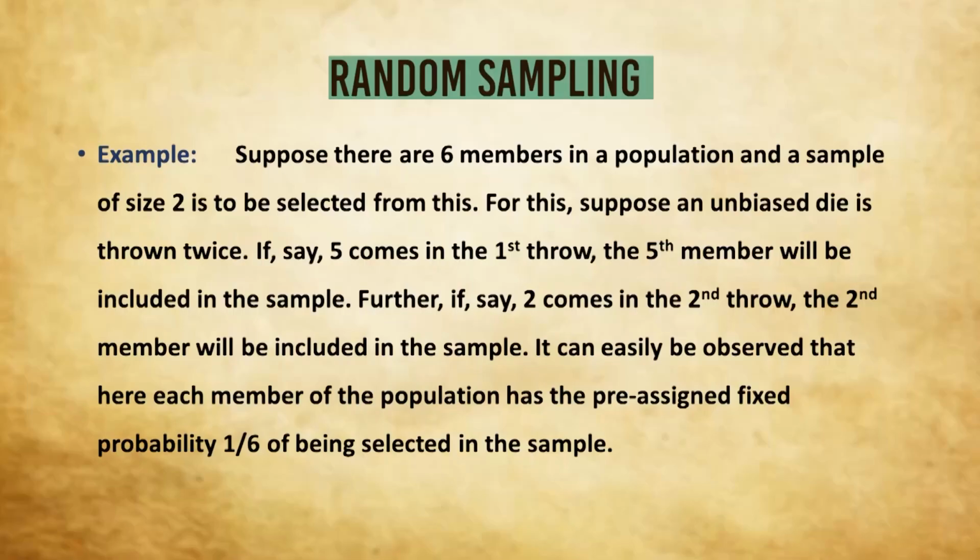When I get 2, I'll take the second individual, and so on. Now see, what is the probability of getting 1 when we throw an unbiased die once? 1 by 6. So what is the probability of selecting the first individual from the population? 1 by 6. Probability of selecting the second individual? That is also 1 by 6. Probability of selecting the third individual? 1 by 6. So everybody has 1 by 6. So there is an equal probability of being selected in the sample. So it is simple random sampling.